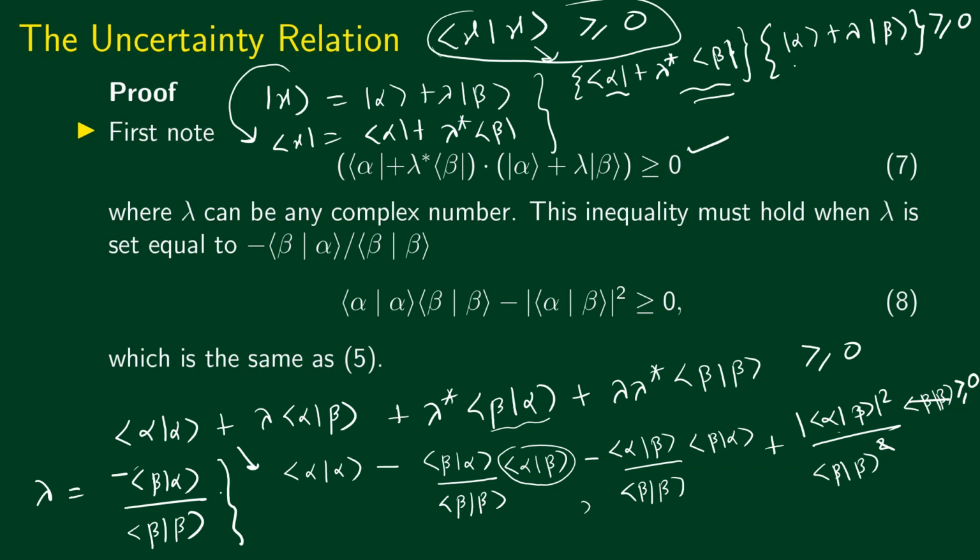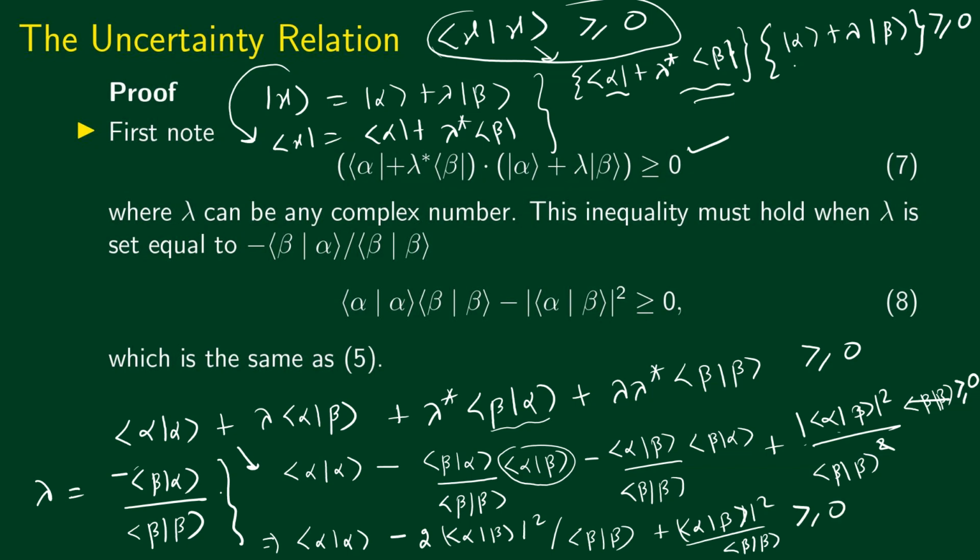Okay, so I can write this as, I've got bracket alpha alpha minus twice modulus alpha beta square, divided by bracket beta beta, and plus from here, plus modulus alpha beta square divided by bracket beta beta. This has to be greater than or equal to 0.